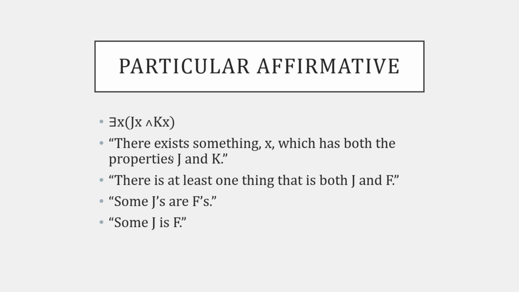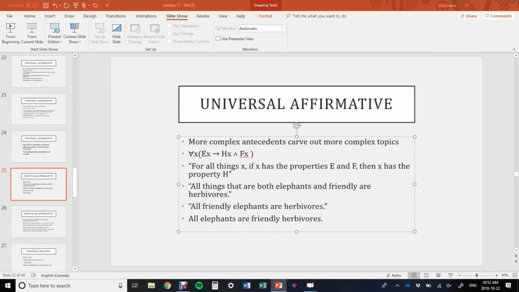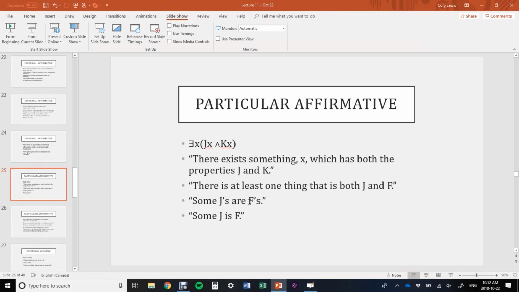Okay. Yeah? Sorry, what did you say? I meant K, right? Boy, did I. Sure did. Yeah. Some J's are K's and some J is F. Yeah, those should be K's. Thank you. Good. There's my mistake for the day.